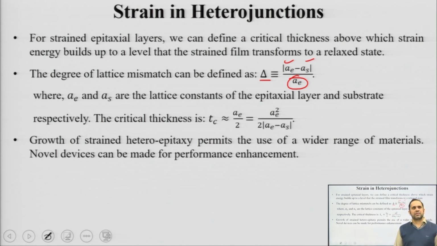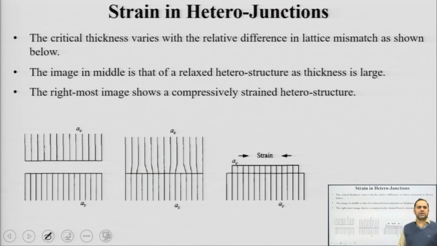And half of this lattice constant of the epitaxial layer is the thickness which you can have. This is the amount of thickness which you can have for the epitaxial layer so that it does not relax itself. This is how it looks pictorially. You have two materials being grown on top of each other, and if the lattice constants are different, you produce strain in them.